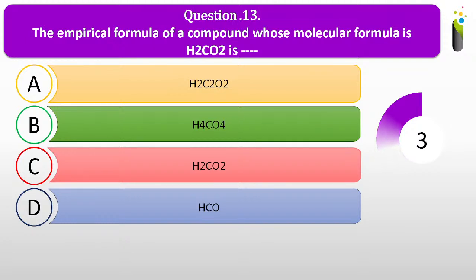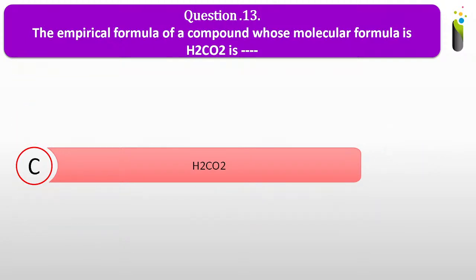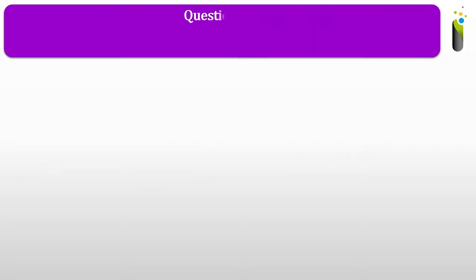And the correct answer for this question is C. H2CO2. So the empirical formula of a compound whose molecular formula is H2CO2 is H2CO2 itself. Going ahead with question number 14.